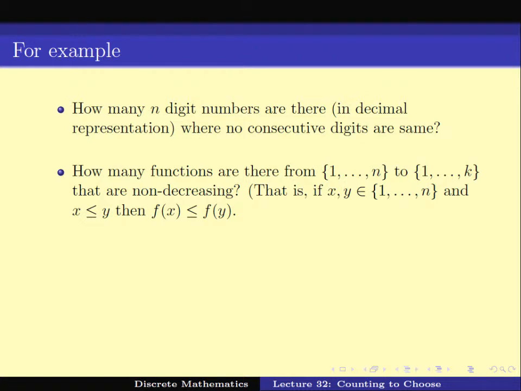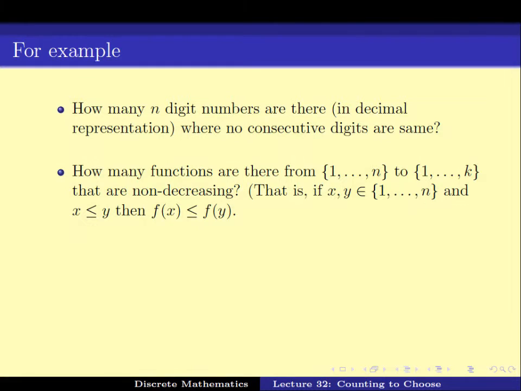The next one is, consider functions from the set 1 to n to the set 1 to k, that is, 1, 2, 3, 4 up to n to 1, 2, 3, 4 up to k. How many non-decreasing functions are there? Now what do I mean by a non-decreasing function? If I take x and y from the set 1 to n, and if x is less than y, then f of x must also be less than or equal to f of y. And it should not go down.